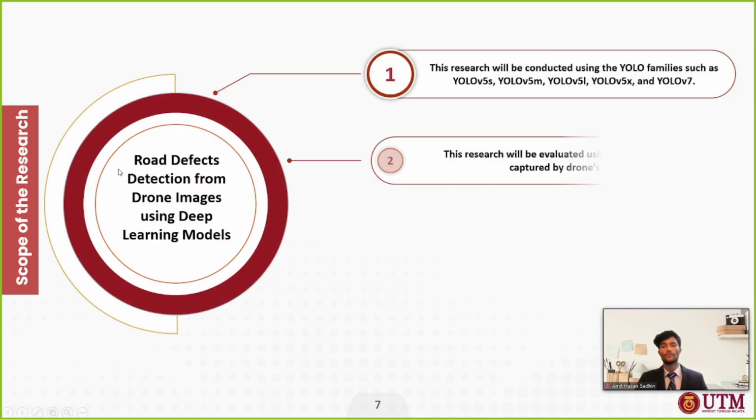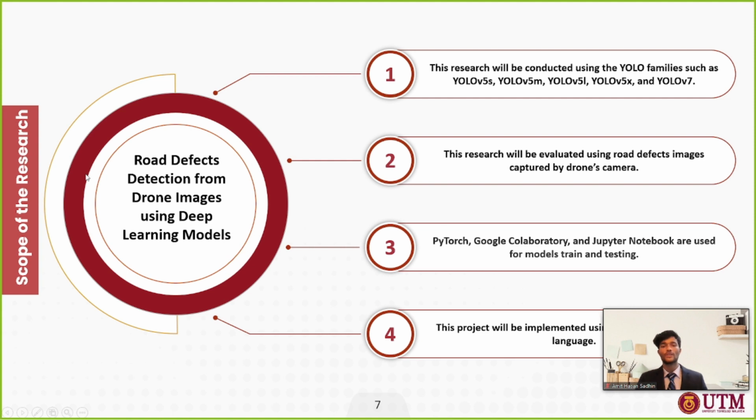Now about the scope of this research. This research unfolds a panorama of possibility. Firstly, we will explore various YOLO family networks including YOLOv5 S, M, L, X, and YOLOv7. Secondly, we will evaluate drone-captured images of road defects. We will employ tools like PyTorch, Google Colaboratory, and Jupyter Notebook for model training and testing. Finally, the entire project will harness the power of Python.